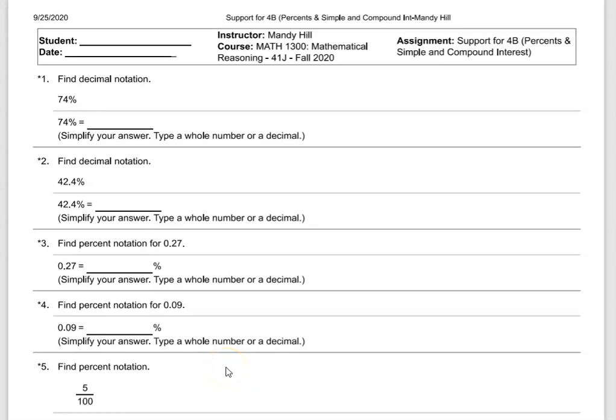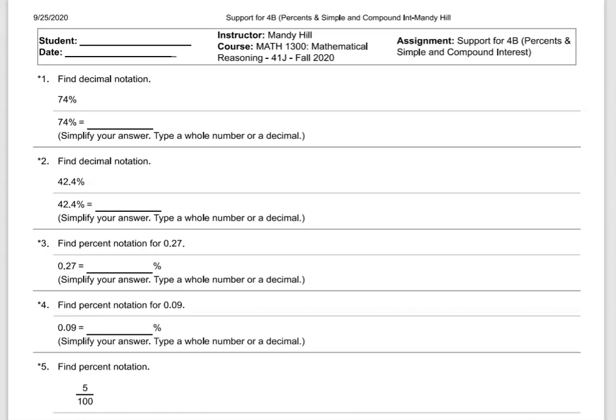The support for 4B is mainly, can you work with decimals and percents? Because if you can't, it's really hard to type all that stuff in the calculator. And we've emphasized a lot that you need to be able to change from a percent to a decimal, because when you're using the formulas, you don't type them in as a percent, you type them in as a decimal.